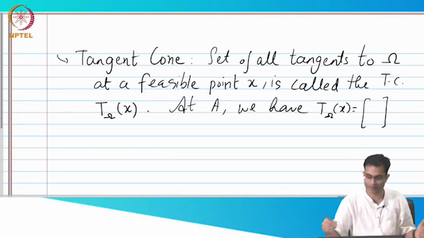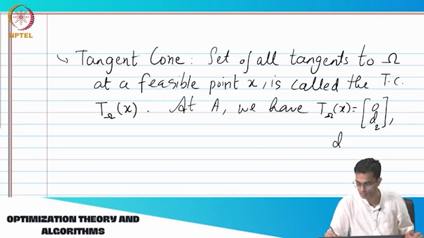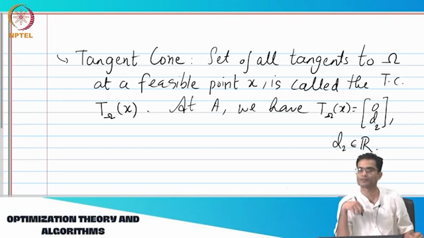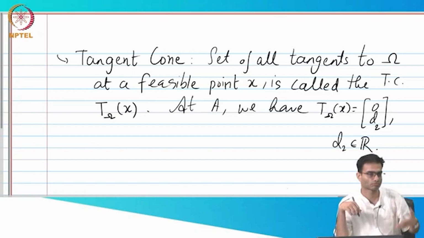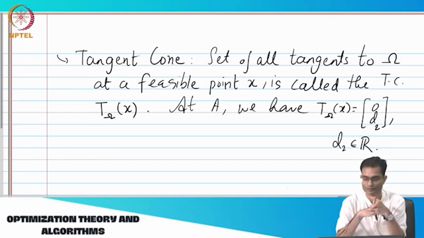If I were to parameterize this, I could simply write this as this. This captures plus minus, right? Now some of you are thinking of unit vectors. Why is this 0 d2 and not 0 plus minus 1?